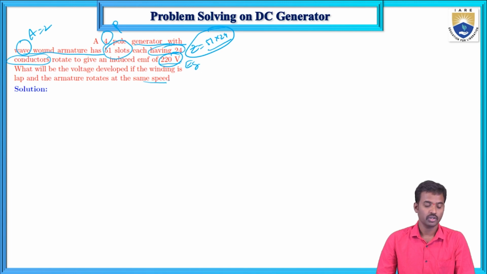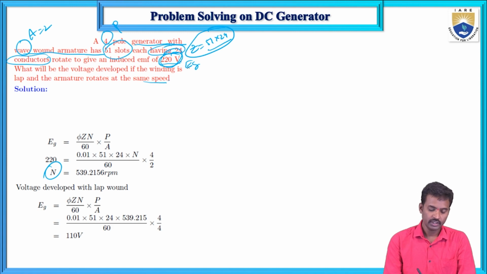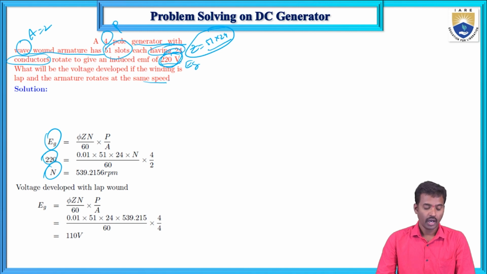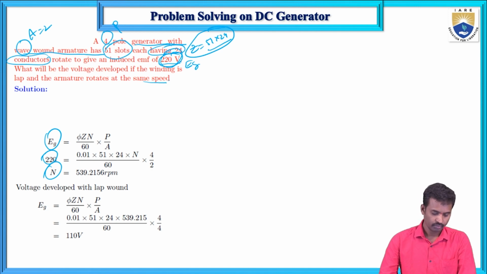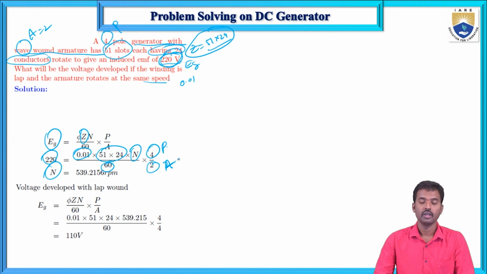So if it is lap wound, calculate the induced EMF for the same speed. First, Eg equals 220 volts, and Eg equals ZnΦ by 60 into P by A. We know this formula very well. Phi is not given, but phi is constant here. Assume the flux per pole is 0.01. Z is 51 into 24, and N you need to calculate, and 60. P is the number of poles and A equals 2.